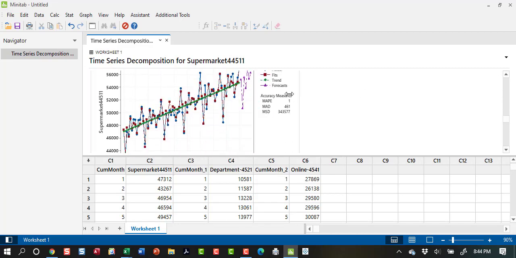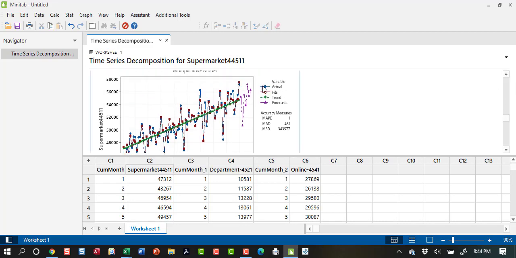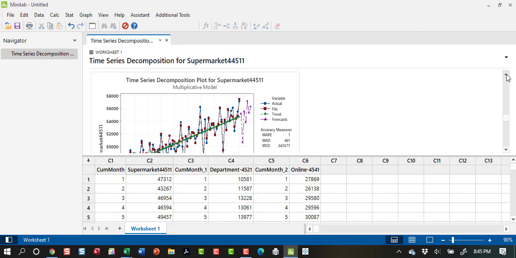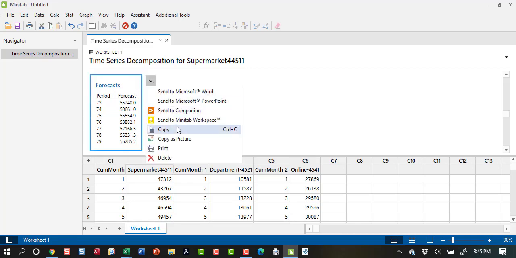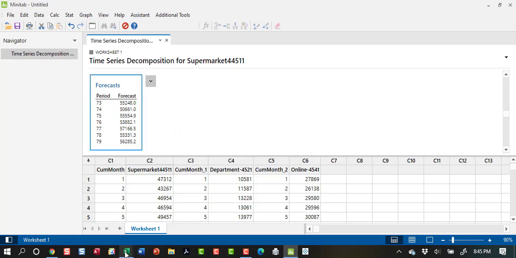Here we go. The fitted data is the red, the actual data is the blue, and there is only a 1% difference on average between the red and the blue. Here are the forecasts, and what I actually want is the forecast here as numbers. So where's that? There we go. Copy.